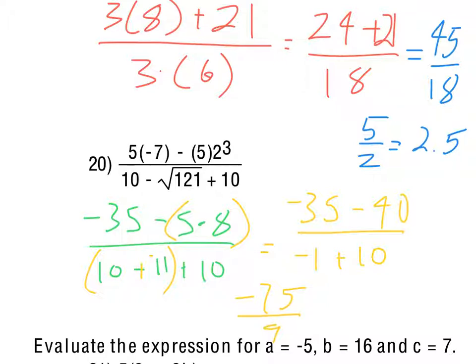And that does reduce down to negative 25 over 3, reduces by a factor of 3. That looks a little funny, but that is negative 25 over 3. And again, I'm not interested in the decimal there, because it's a repeating decimal.